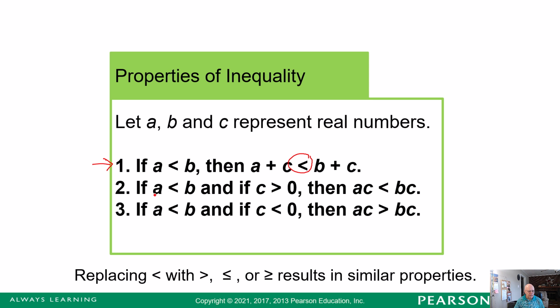Second one, if A is less than B, same thing, and C is greater than 0. In the other one, we didn't care about C. It could be anything. In this case, C is greater than 0, which is important here, because this changes things a little bit. If that's the case, then we can just do like we did above, multiply both sides by C, if C is greater than 0.